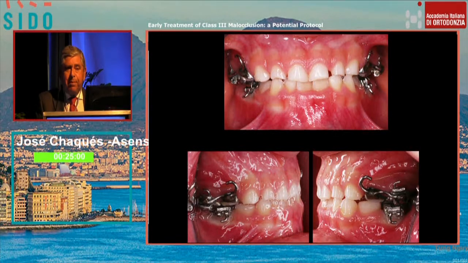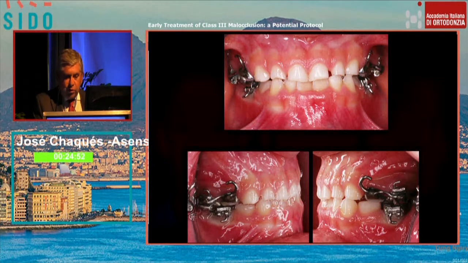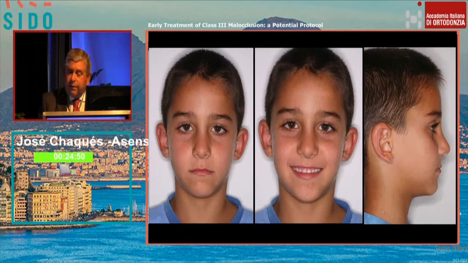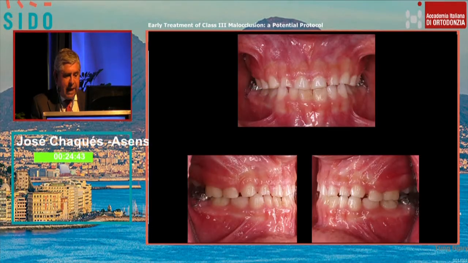I don't use bite plates or bite raisers. I don't need it because the typical protocol will create an increase of the lower anterior facial height. So in order to jump the bite, you don't need any of that. You can take a look at the facial changes that you obtain within a very reasonable time span.